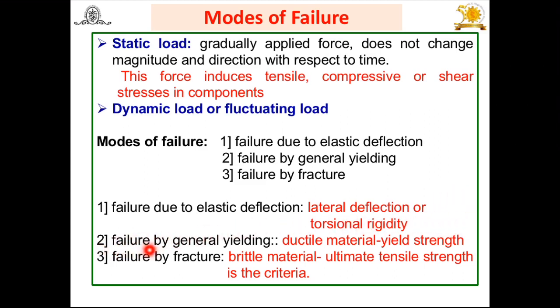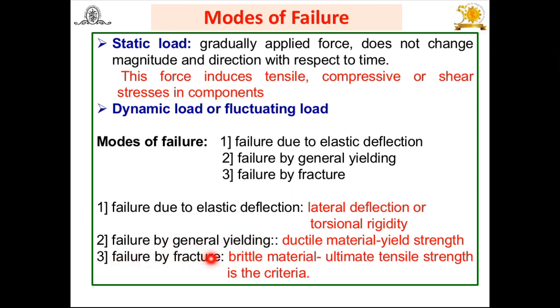The second one is failure by general yielding. Yielding means yield strength. If the component is made up of ductile material, yield strength plays an important role. At that time we have to take the yield strength into account. If the induced stress is less than the yield strength, we can say the component is safe. If it exceeds, the component is going to fail by general yielding.